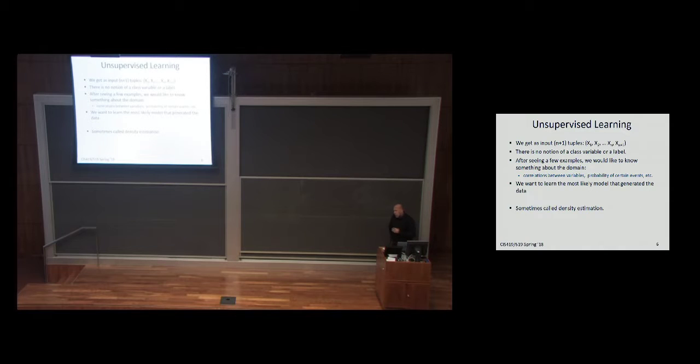One way you can think about this is we are now talking about unsupervised learning. You have data. It's the same n+1 tuple that I had before. There is really no notion of a class variable or a label. It's just data. And after seeing this data, you want to say something about it. You want to be able to make some predictions and look at specific events. What is the probability that x1 is 0 and x2 is 1 and x7 is 0, given all the data that I've seen? So really what you want is to learn the most likely model that generated the data. Sometimes this is called density estimation.